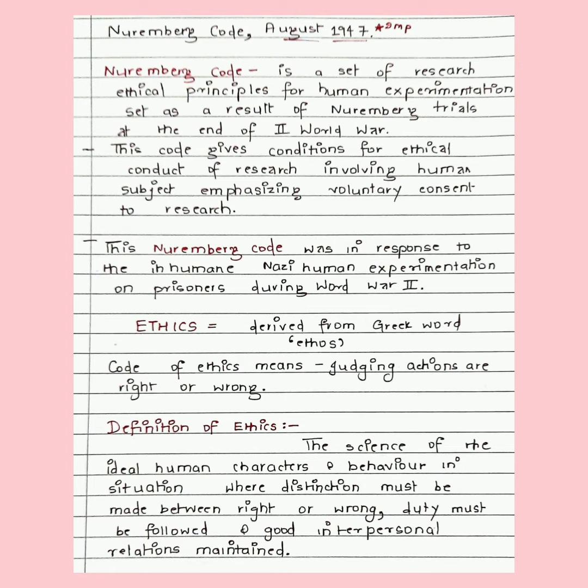The Nuremberg Code is a set of research ethical principles for human experimentation, set as a result of the Nuremberg trials at the end of the Second World War. This code gives conditions for ethical conduct of research involving human subjects, emphasizing voluntary consent to research. This code was in response to the inhumane Nazi human experimentation on prisoners during World War II. The Nazi doctors conducted heinous medical experiments on the prisoners of concentration camps without their consent, which resulted in death, trauma, and permanent disability.